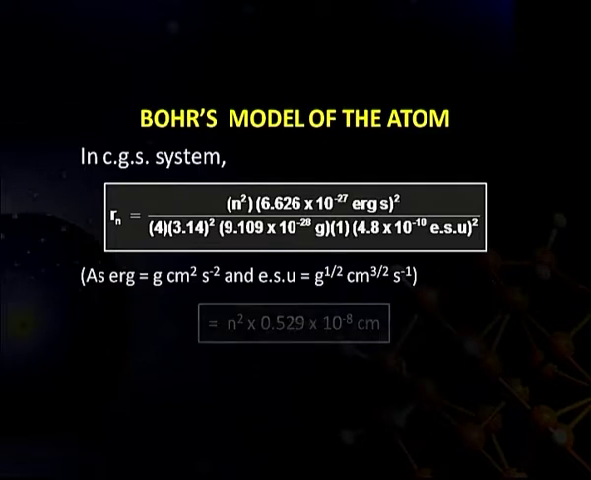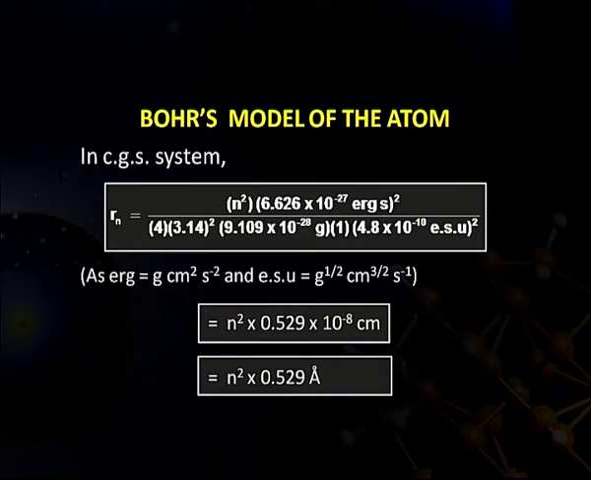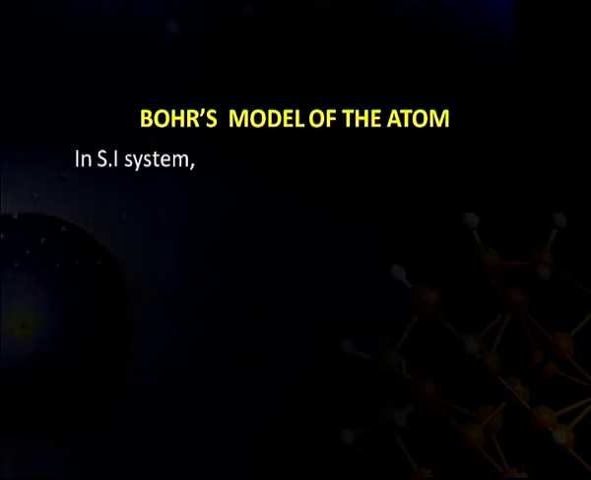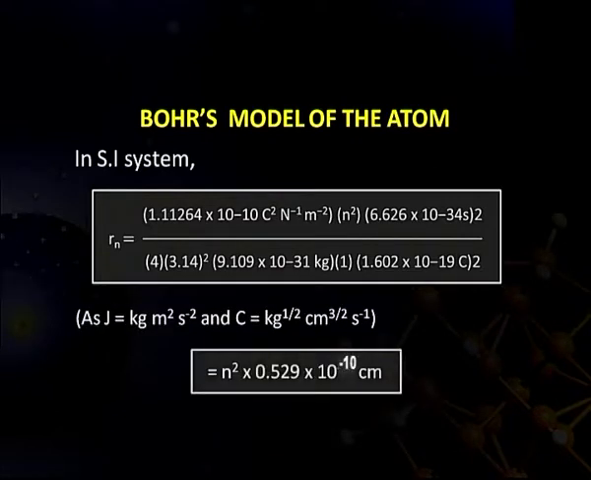So, r is equal to n square into 0.529 into 10 raised to the power minus 8 centimeter, or r is equal to n square into 0.529 angstrom. In the SI system, the rn value can be calculated by these values, and we get rn is equal to n square into 0.529 into 10 raised to the power minus 10 meter.